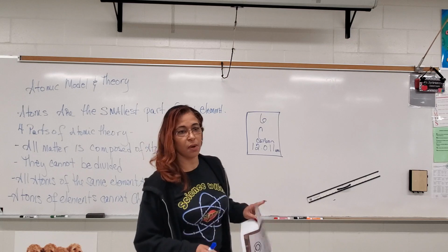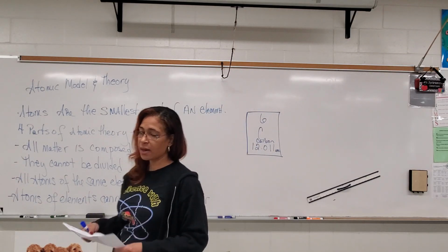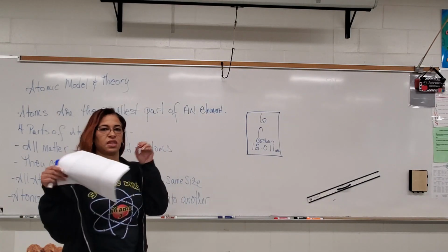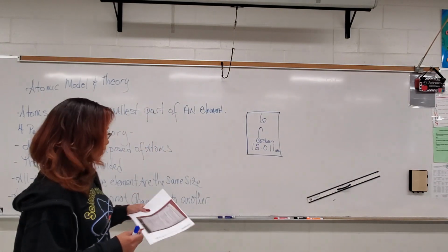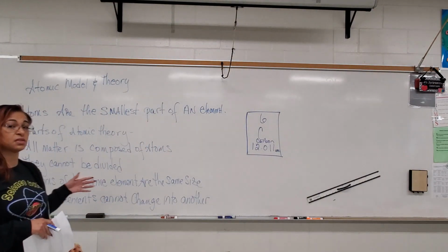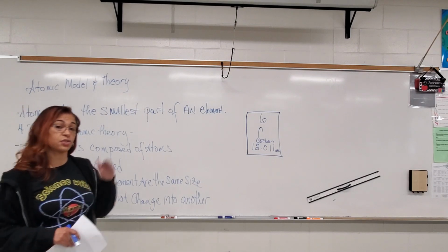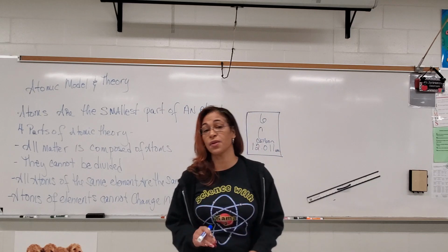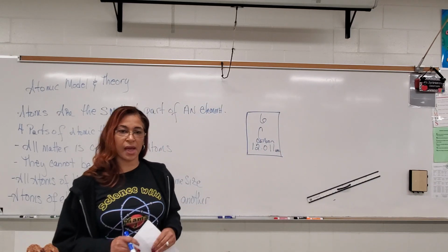Dalton came up with the atomic theory. He developed the plum pudding model of the atom, and basically it almost looks like a ball with little things stuck in it, okay? But his atomic theory basically discusses four separate points. The first point is that atoms are the smallest part of an element. To expand that definition, atoms are the smallest part of an element that retain all of the properties of an element, and they can enter into chemical reactions.